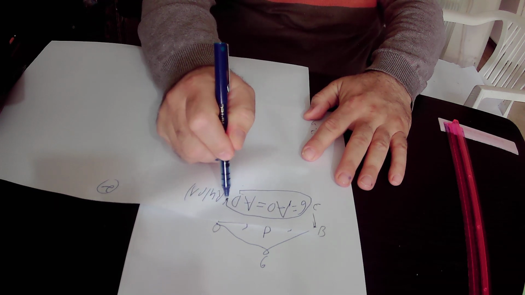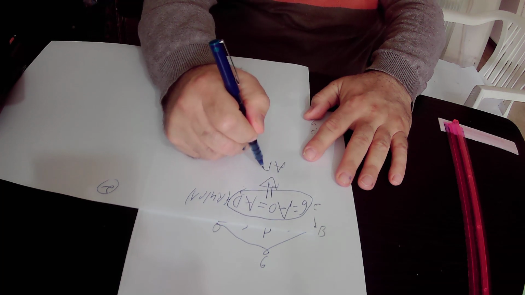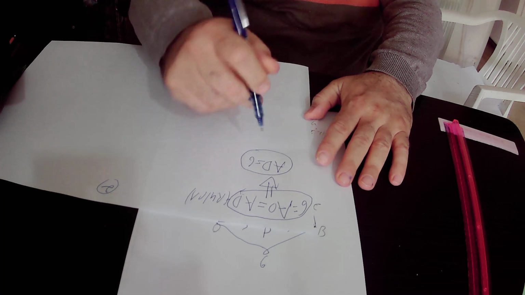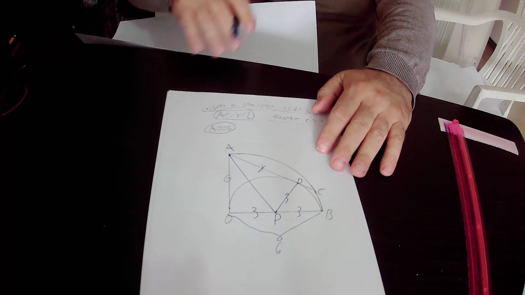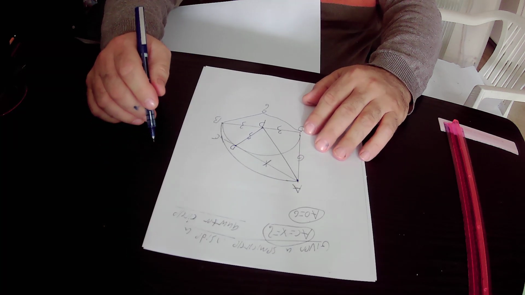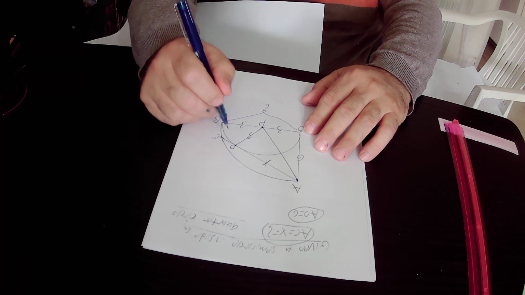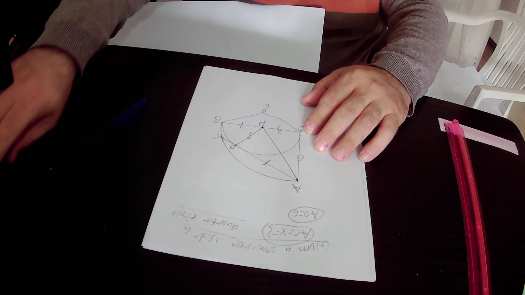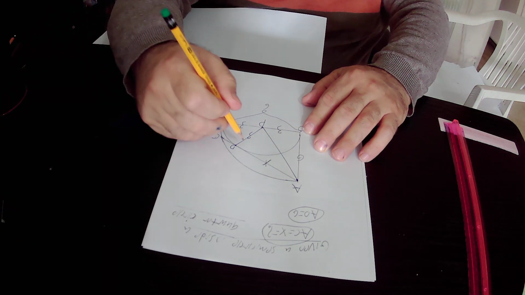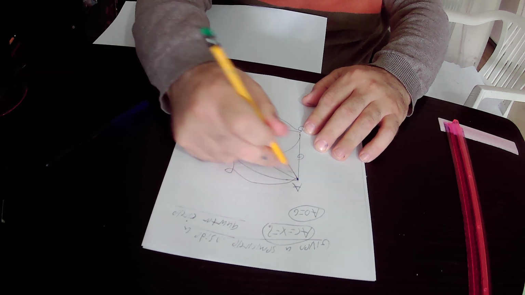we derive that AD is also equal to 6 units. Okay, AD is also equal to 6 units. So here you can write down that this line segment AD is equal to 6 units.